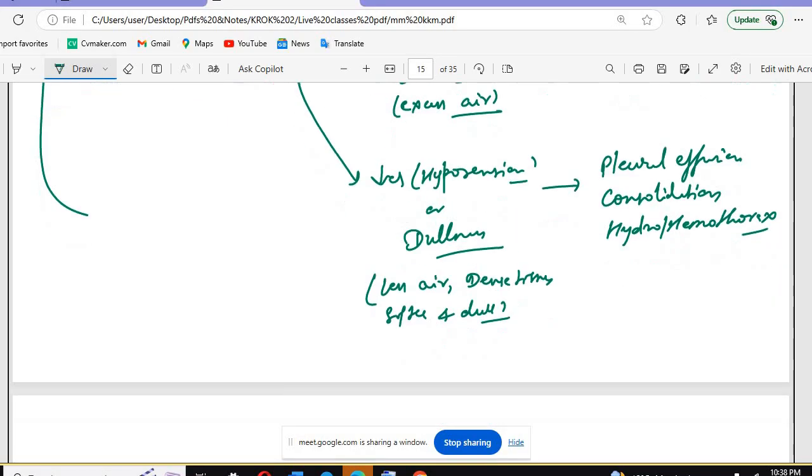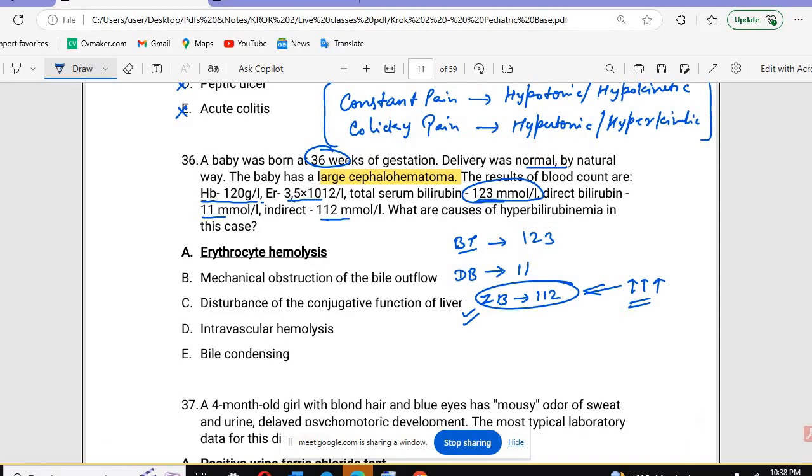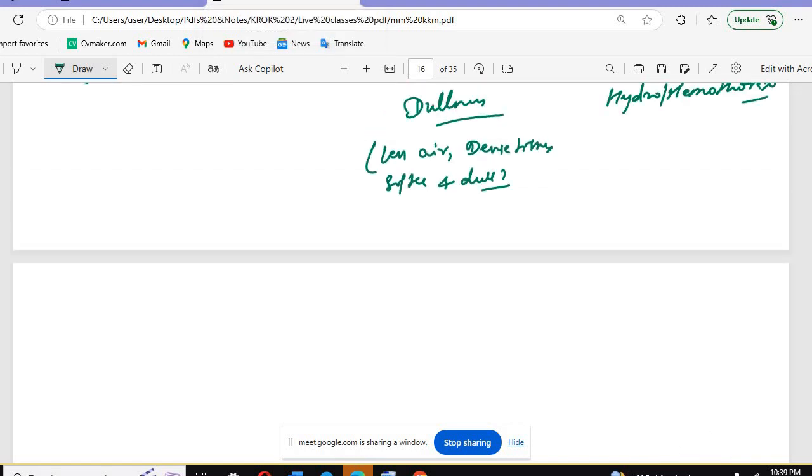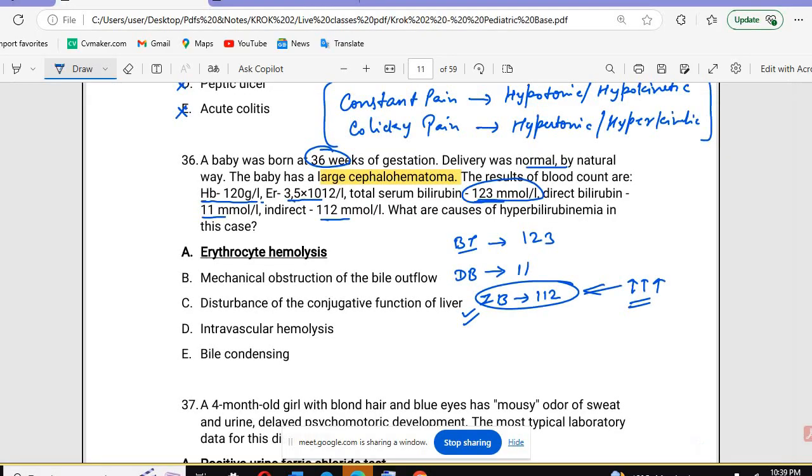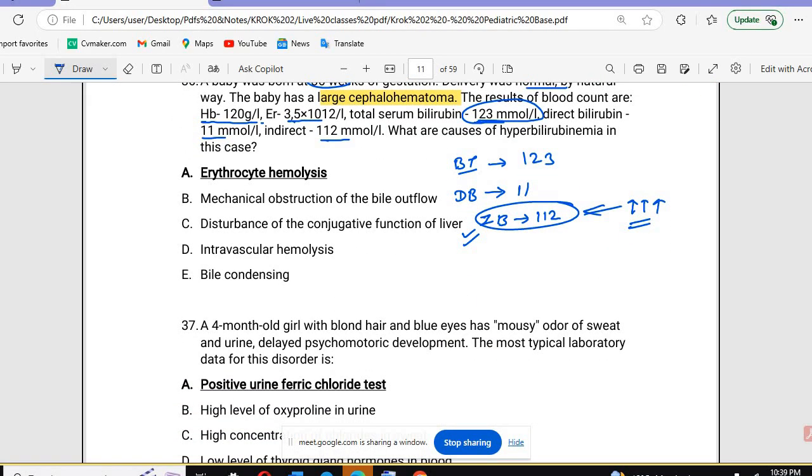Okay, so see here. Basically, we have the RBC. When the RBC breaks down, it breaks down into heme, and this heme will break down into biliverdin. In the presence of the enzyme biliverdin reductase, it will be converted into bilirubin. This bilirubin is the indirect bilirubin.